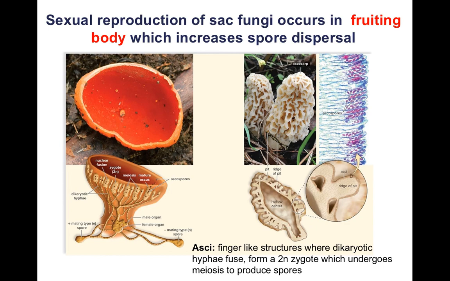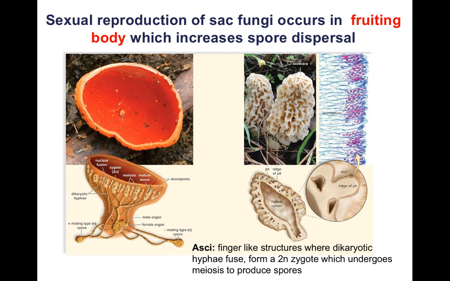So this is going to occur in the fruiting body. Again, when you think of a fungus, you say, oh, a mushroom. The fruiting body is going to be the site of sexual reproduction. And the sac fungi are going to produce structures called asci. These asci are finger-like structures that are going to be found in the fruiting body. And this is where those dikaryotic hyphae are going to fuse together to form a zygote, okay? So this is where the nuclei are going to come together to form a diploid nucleus.